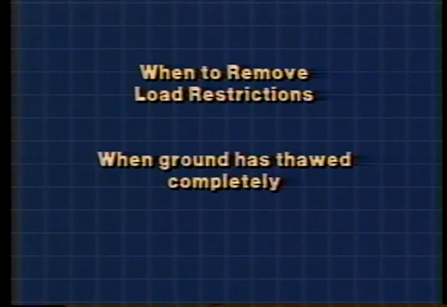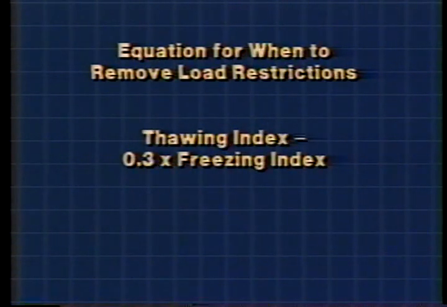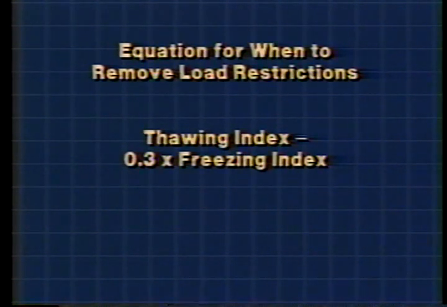ground has thawed completely. The primary equation developed for determining when to remove load restrictions predicts when the pavement will have thawed completely. This straightforward equation predicts the thawing index and is a function of the previous winter's freezing index. The amount of thawing required to completely thaw the pavement is about 30% of the preceding winter's freezing index. In other words, the thawing index equals 0.3 times the freezing index.